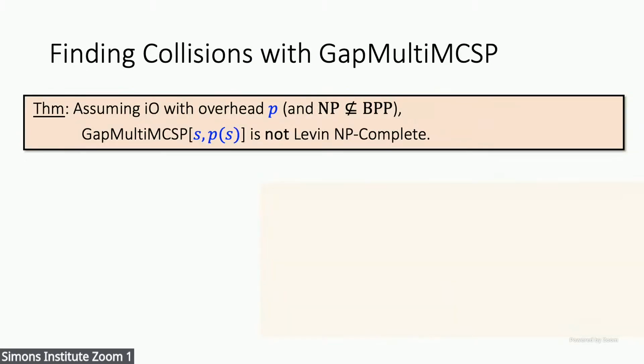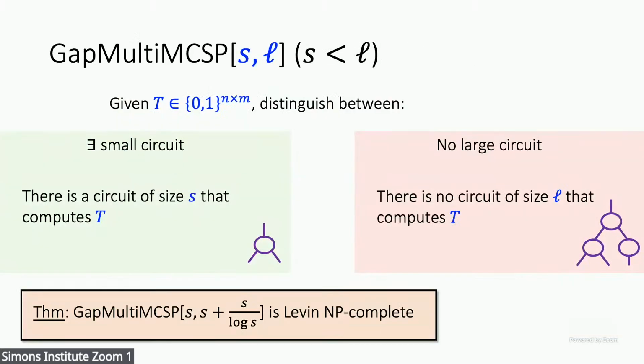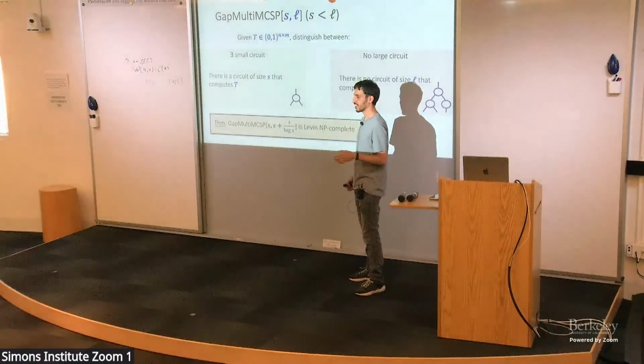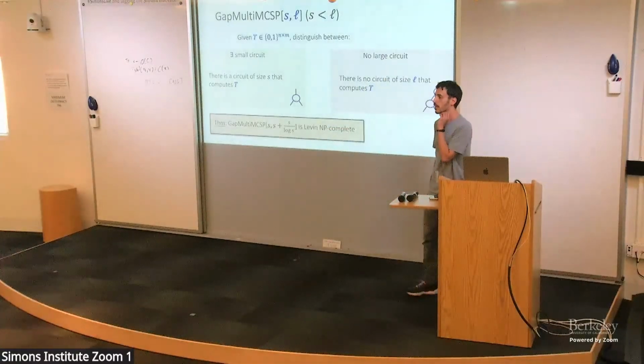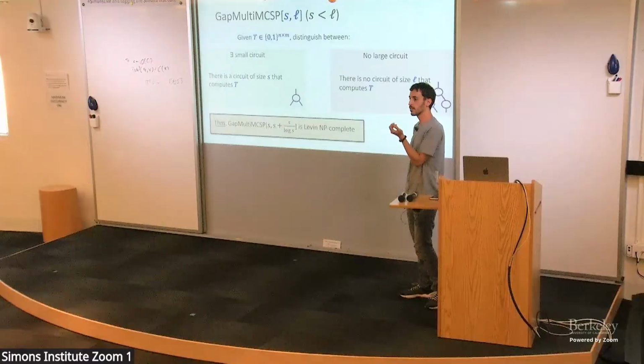How come the gap is so small? So this is what we get from the reduction. This is a work of Raoul, Igor, Oliveira, and Loff, who showed initially that multi-MCSP is NP complete. And we improved it a bit, and showed that it's actually a Levin reduction.